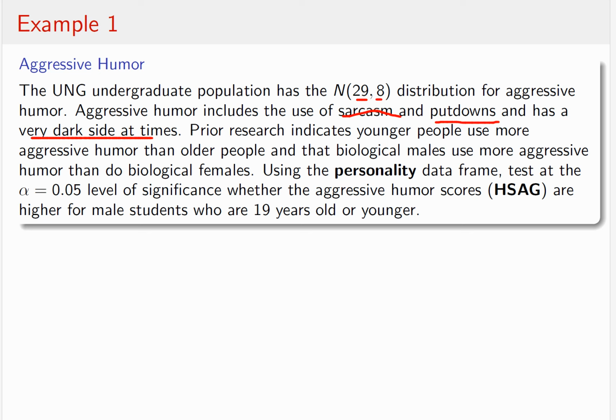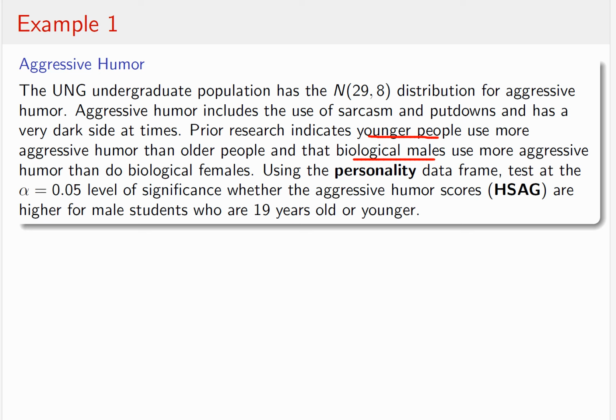Well, it includes sarcasm and put-downs. Also, you'll find if you investigate this, and by the way, you can just look up Wikipedia Humor Styles Questionnaire, and it will go over the actual instrument we used, which was the Humor Styles Questionnaire, and it will give you more details about this. But what we do know is that younger people use aggressive humor more often, and biological males use more aggressive humor than biological females.